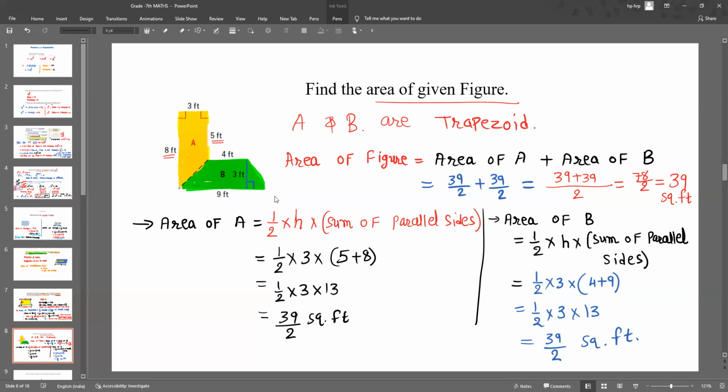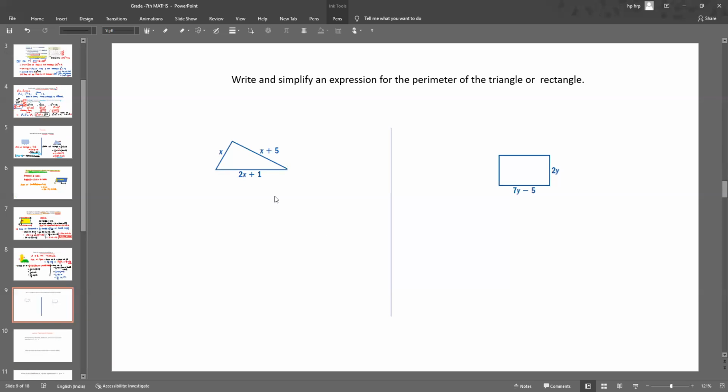Okay, now I have another question. Here also we have a triangle and a rectangle, and you can find the perimeter in the form of an expression, because the value is not there. Sides are in the form of an expression. So first of all, can you tell me what do you mean by perimeter?